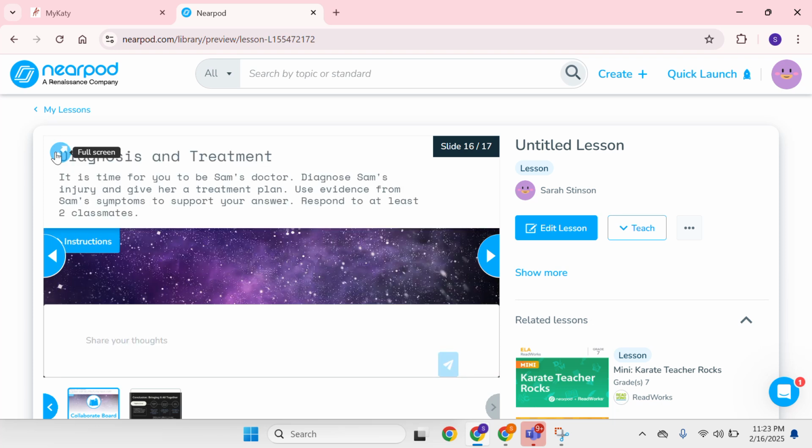Once again, students have a collaboration board. They have to diagnose Sam and propose a treatment plan. I've asked them to use evidence from the symptoms to support their answer, and then also respond to at least 2 classmates.